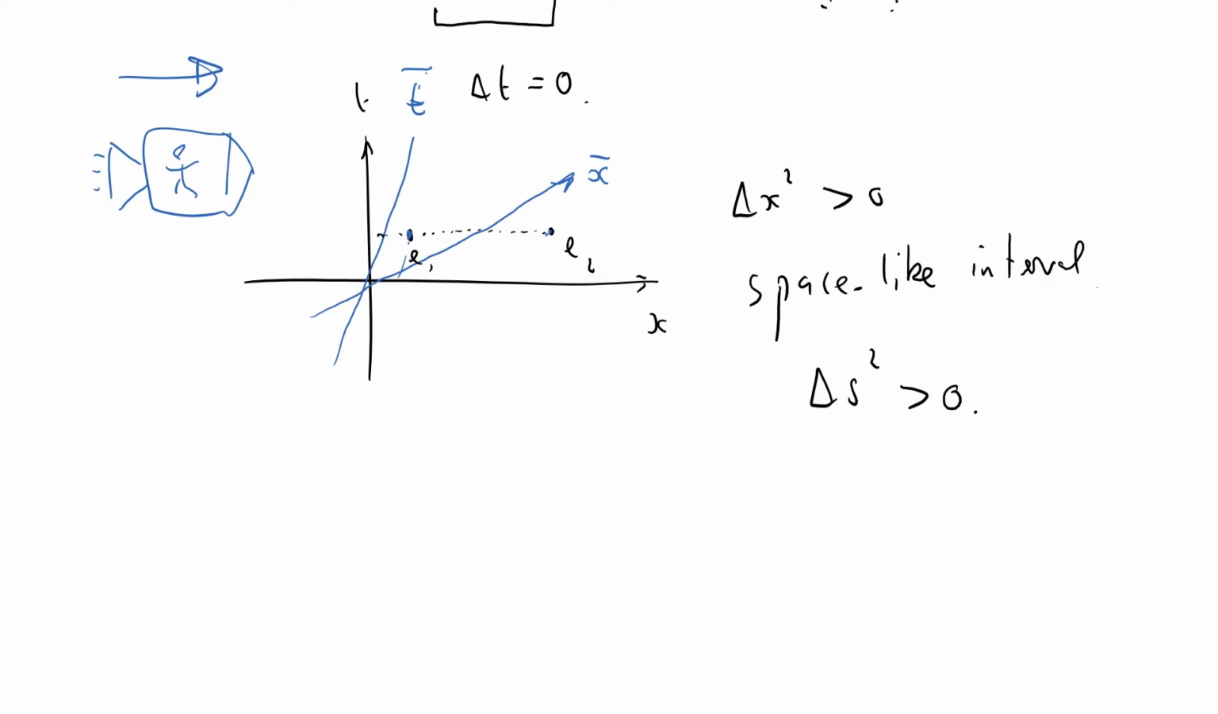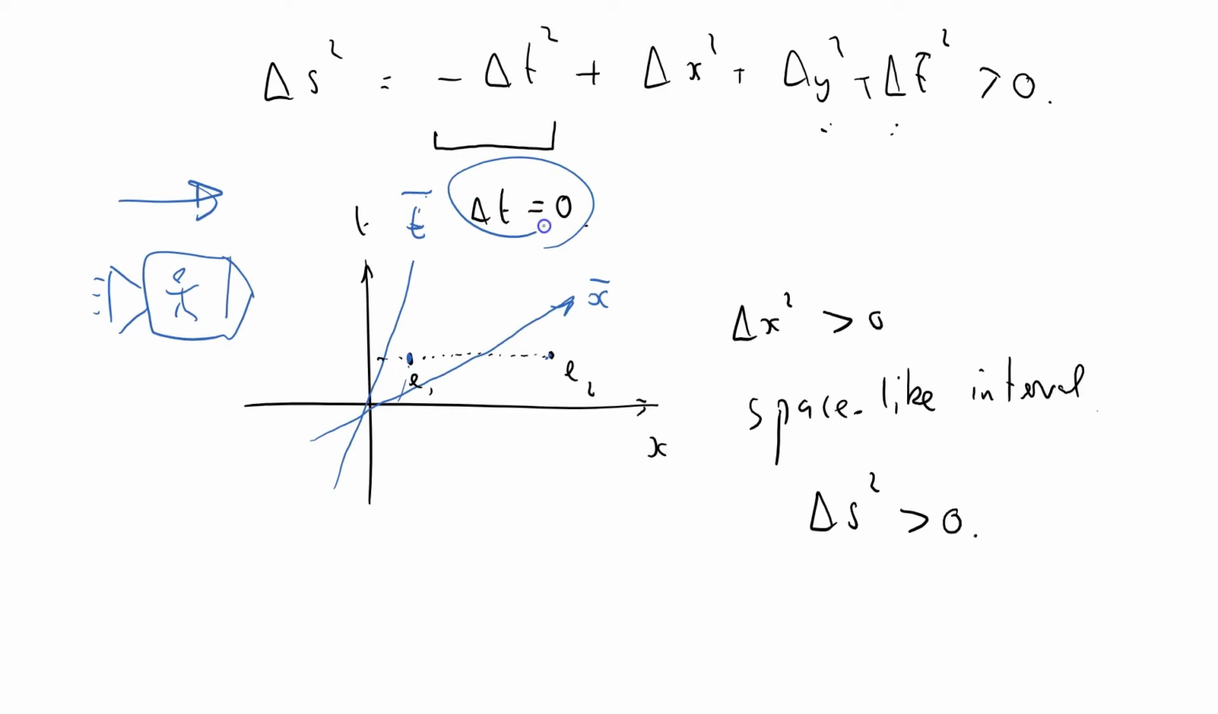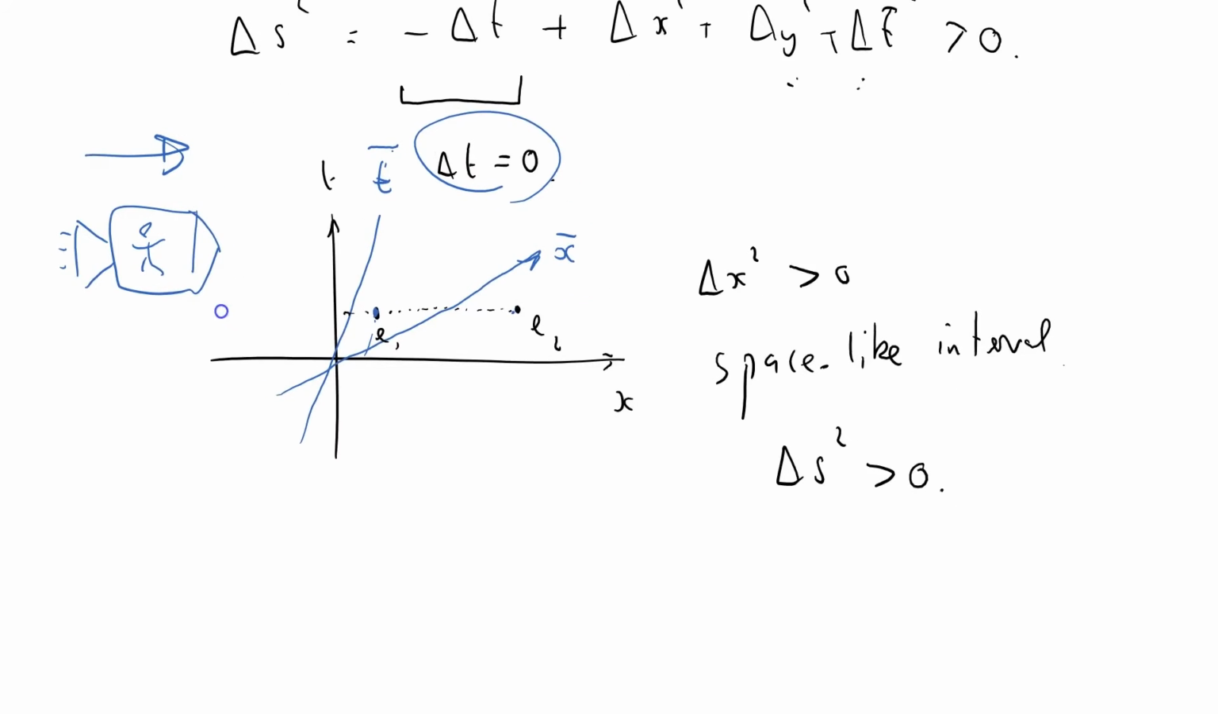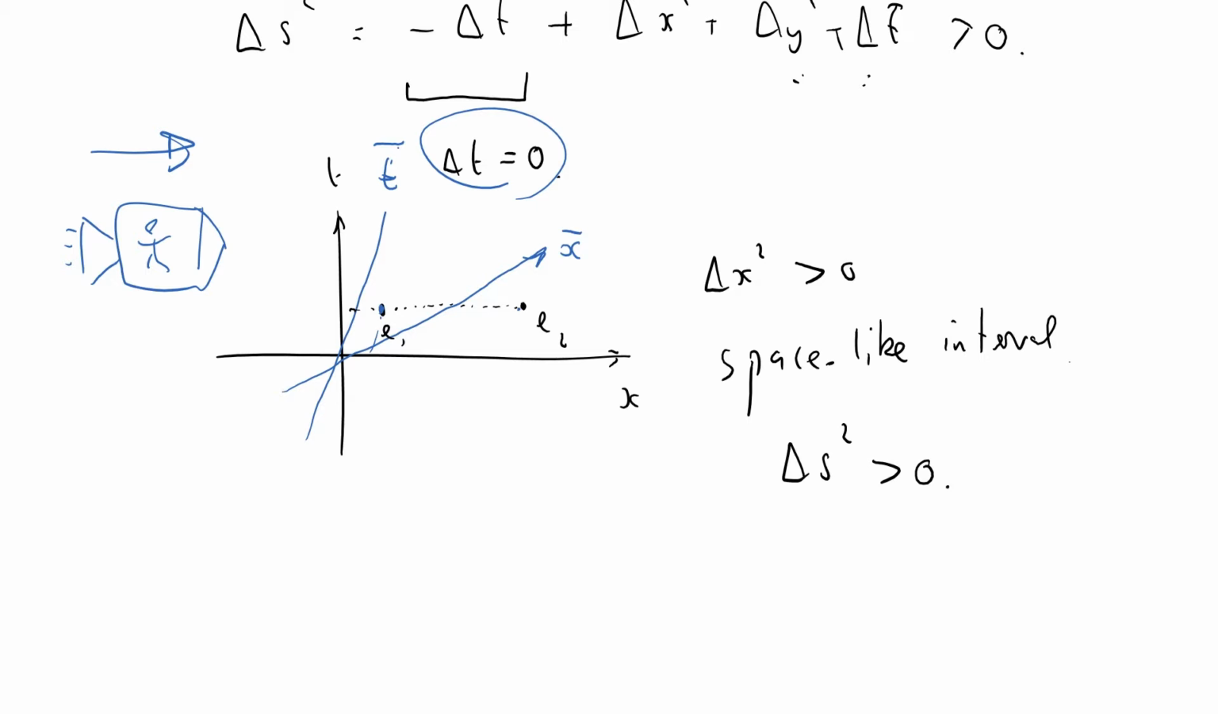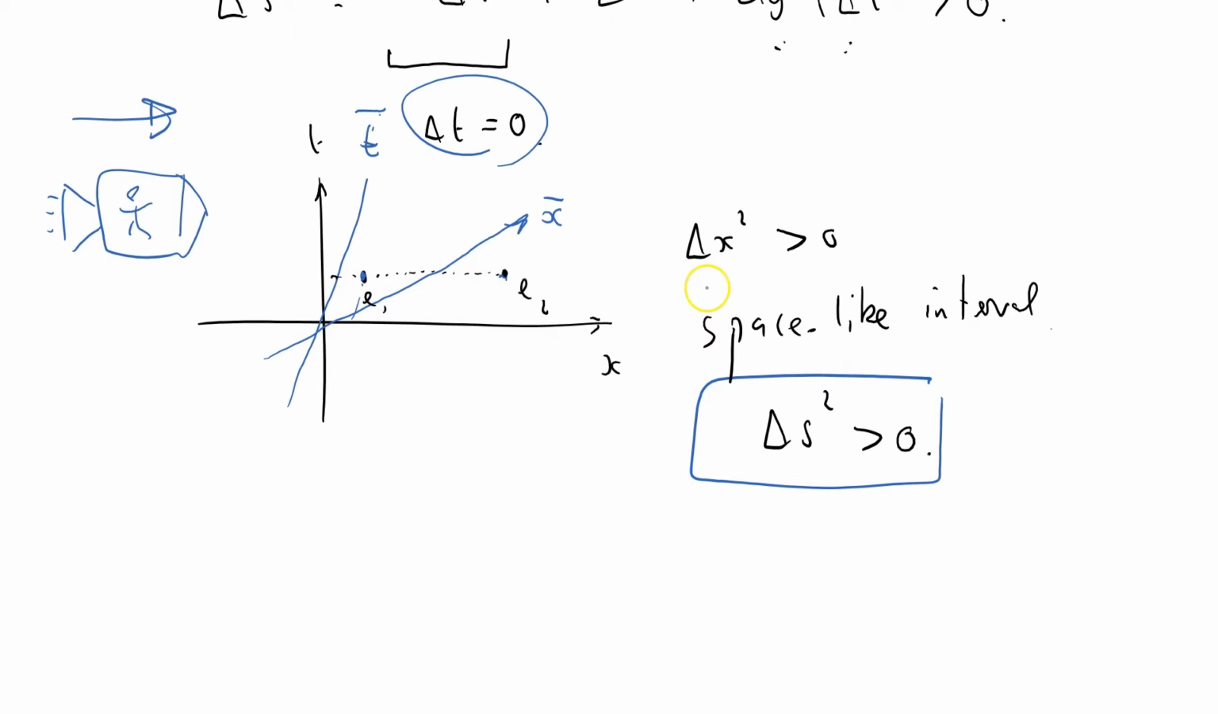So for the blue person, delta t is not equal to 0 in the blue person's coordinate system. However, we know that delta S is still positive because it was positive for the black coordinate system, so it's going to be positive for the blue coordinate system because delta S squared is the same in all coordinate systems. So if delta S squared is positive for one observer, it's positive for all observers.